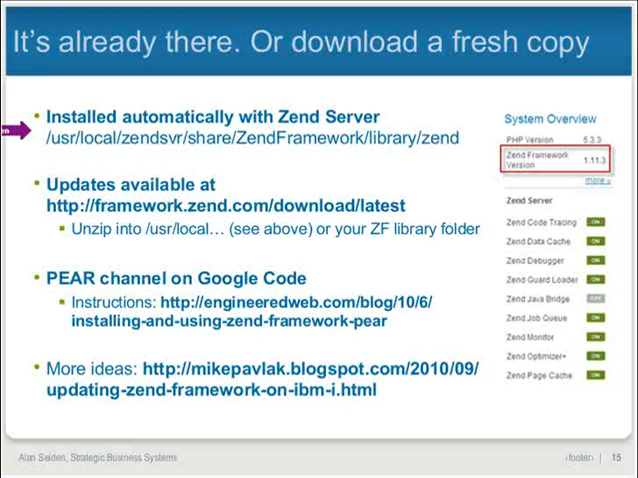And you don't even have to do anything else, but you could update your code by going to the Zend Framework site and downloading the latest. You could unzip and copy into that Zend folder I showed you above. There's a PEAR channel. I don't think it's an official one, but it exists if you're interested in that. And then there's a great blog posting by Mike Pavlak that gives you more information on how to update Zend Framework when you want to update it.